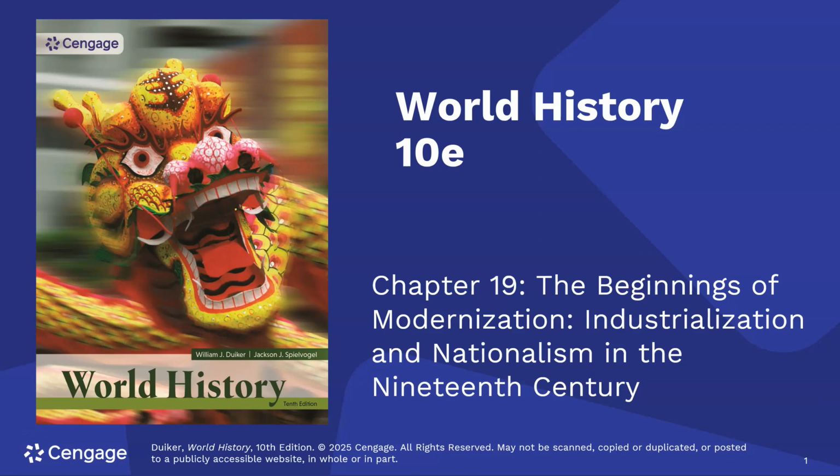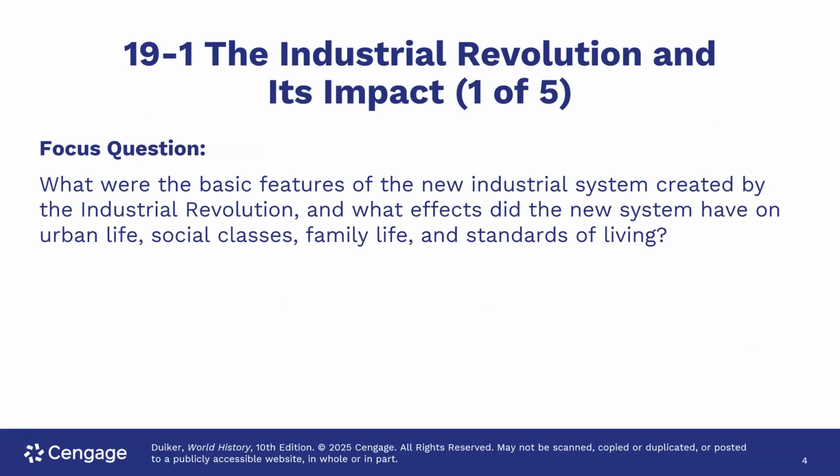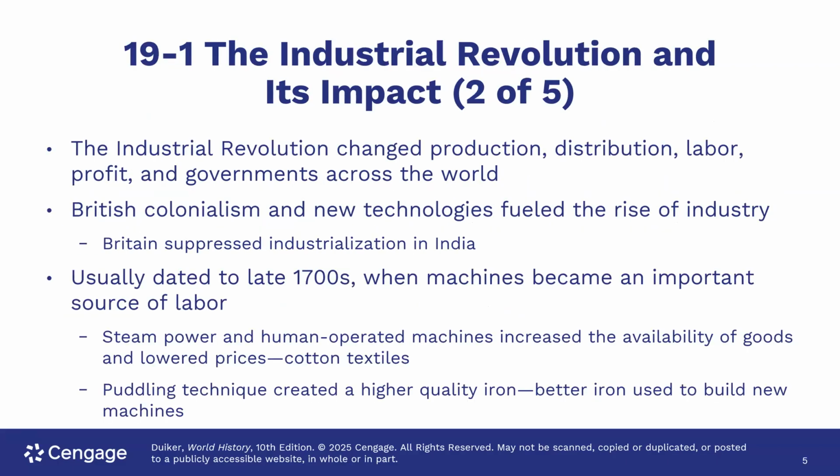Okay, here's a quick little review about what's going on in chapter 19, which is about the Industrial Revolution and really the after effects of the Industrial Revolution. As you get into this chapter, this is one of those that's pretty straightforward. A lot of you have probably been exposed to the idea of the Industrial Revolution anyway. The Industrial Revolution is a revolution. It's a change in the way things are done.